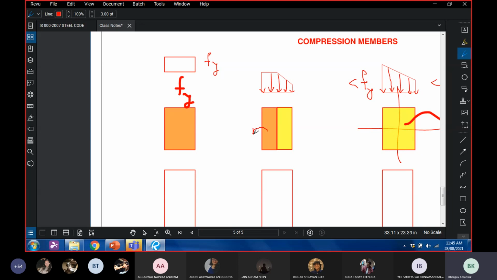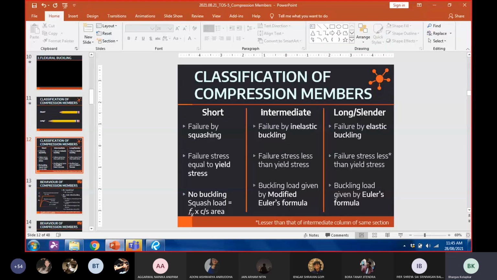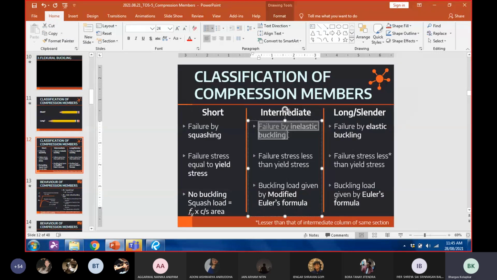So in this portion, the stress is Fy, and in this portion the stress is less than Fy at failure. So some portion is elastic. This portion is elastic, and this is not. Such a member is called an intermediate member, and the failure occurs by inelastic buckling.